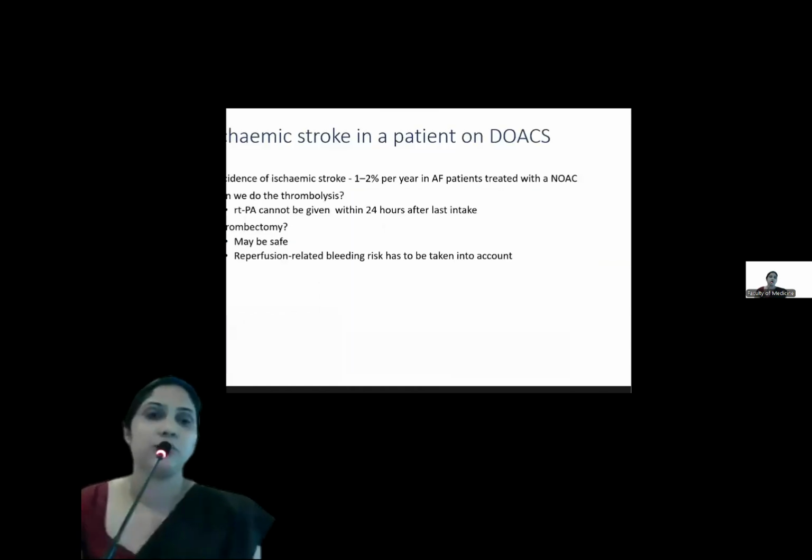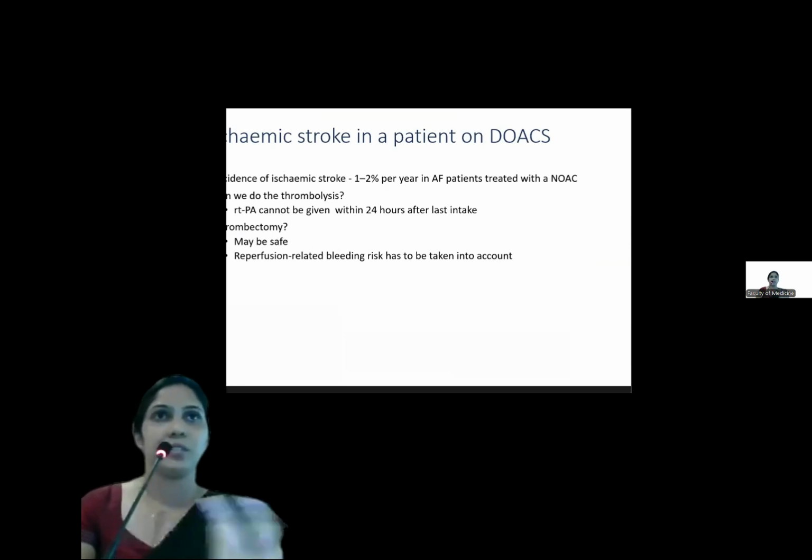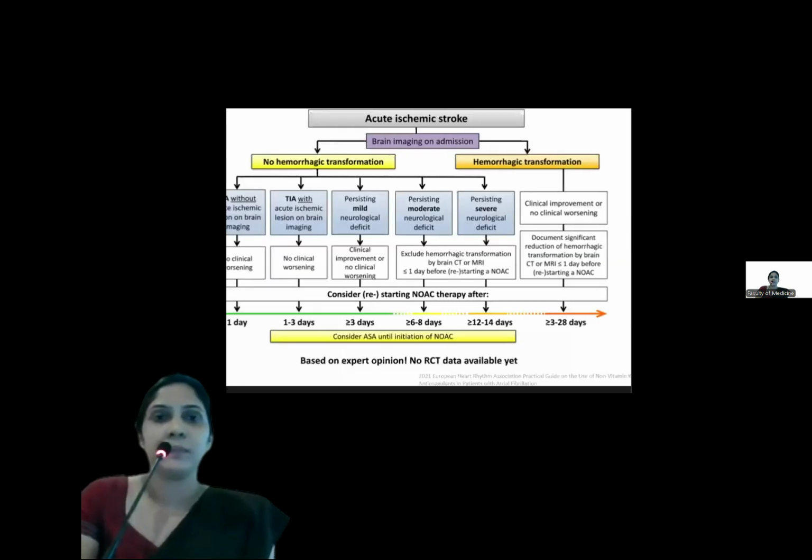This is the last part of my talk today. So what would you do if a patient on a DOAC comes with ischemic stroke? The incidence of ischemic stroke is around 1 to 2% per year in patients treated with DOAC. If the patient has taken a DOAC within the last 24 hours, we can't thrombolyse. Thrombectomy may be safe, but we have to think of reperfusion-related bleeding risk.